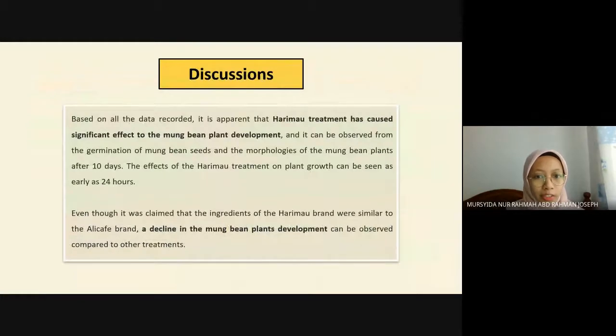So based on all the data recorded, it is apparent that the Harimau treatment has caused a significant effect on the mung bean plant development, and it can be observed from the germination of mung bean seeds and the morphologies of the mung bean plants after 10 days. The effect of the Harimau treatment on plant growth can be seen as early as 24 hours. Even though it was claimed that the ingredients of the Harimau brand were similar to the Alikafe brand, a decline in the mung bean plant development can be observed compared to other treatments.